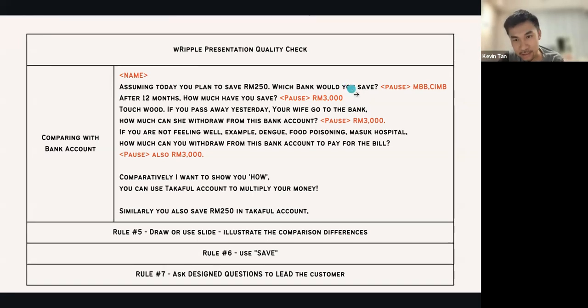RHB, CIMB, Maybank, Bank Islam. So after 12 months, how much do you save? Pause. You say 3,000. So touch wood, if today you pass away, and your wife goes to the bank, how much can she withdraw? Pause. 3,000. If you're not feeling well, dengue or food poisoning, must go to hospital, how much can you withdraw from the bank and pay the bill? Pause. 3,000. So everything is leading the customer.